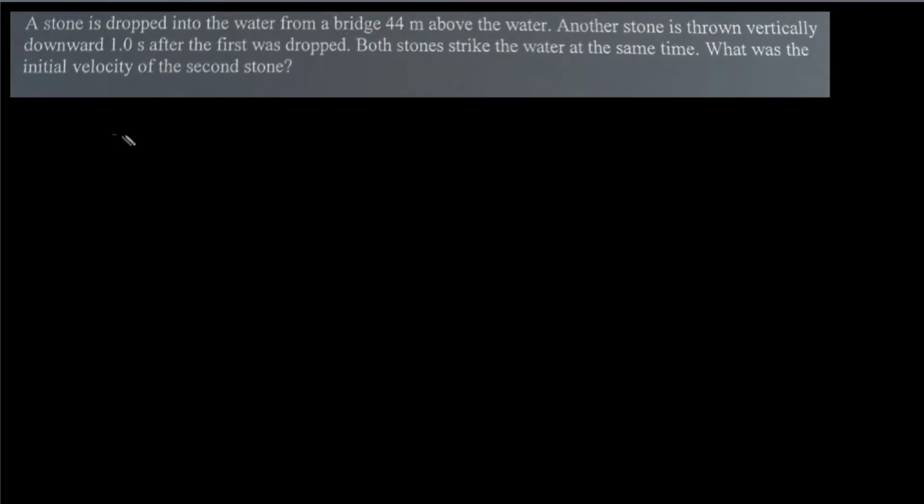Okay, so let's draw what is happening here. There is a bridge here, and this bridge is 44 meters high. We have one stone here, stone A, that is dropped downwards, and stone B is thrown downwards. So there's some initial velocity here. So let's write down everything that we know about stone A and stone B.